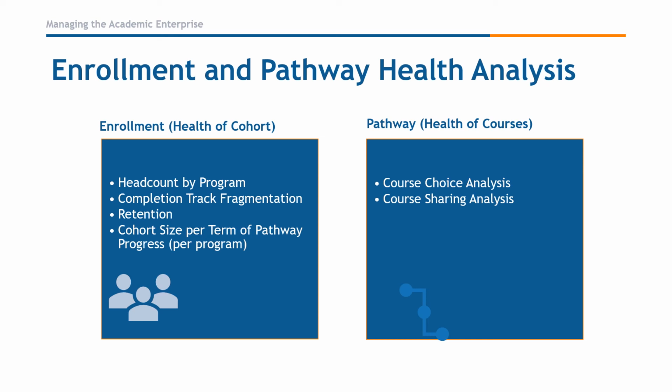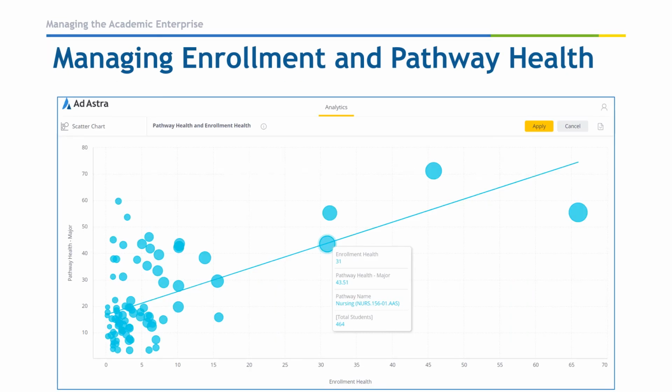Again, to look at enrollment health, or the health of the cohort, we want to analyze the head count, how that head count gets fragmented by completion tracks, retention, and then ultimately the cohort size, which we can measure. For pathway health, we want to look at the health of the courses and the impact of sharing and choice on health. And then we can look at how different programs are managing enrollment and pathway health.